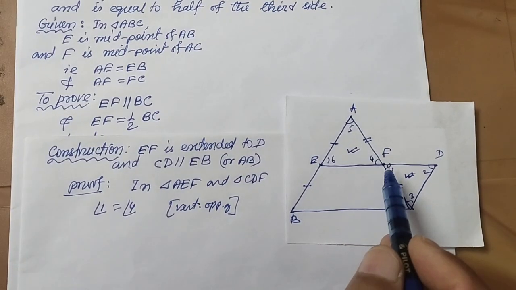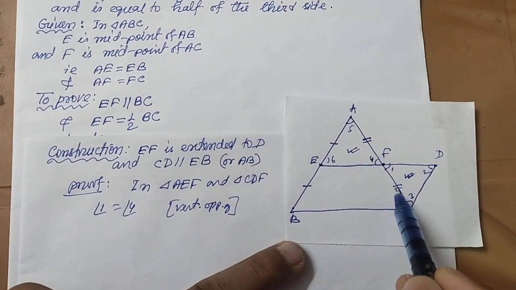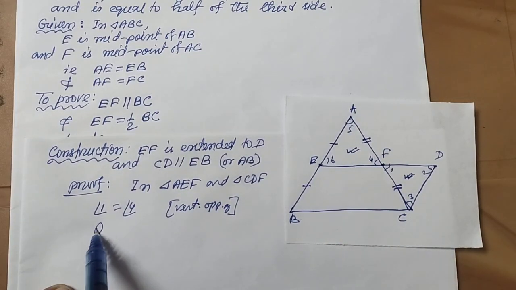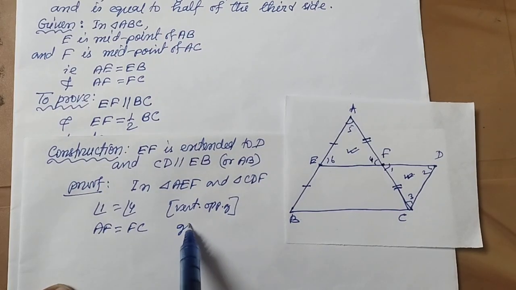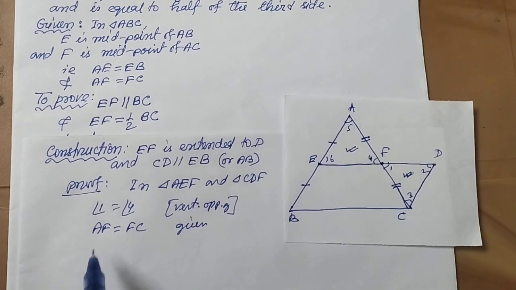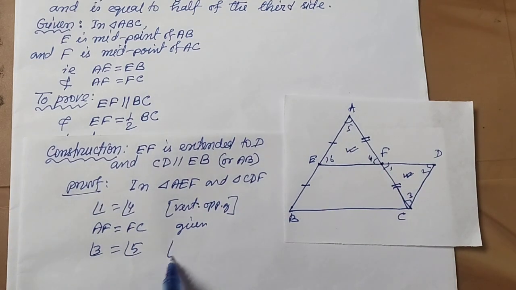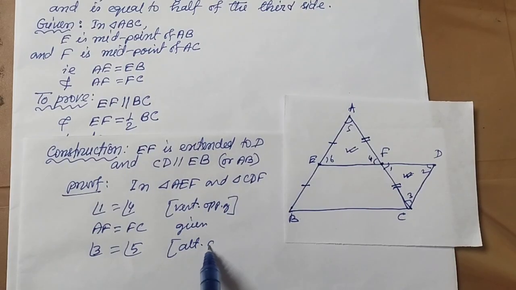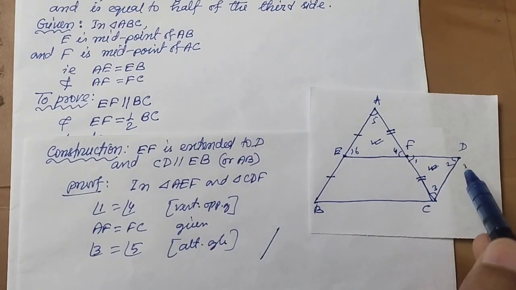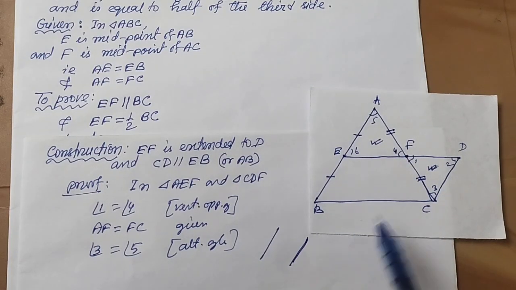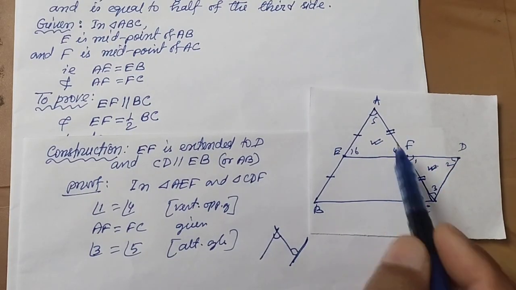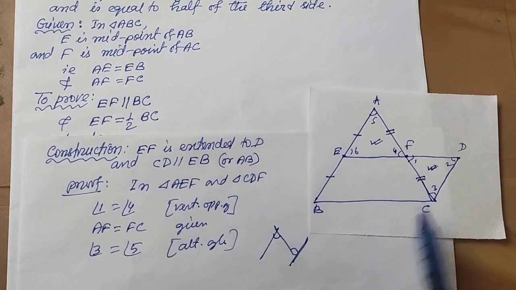Angle 1 equal to angle 4. And then this distance AF is equal to FC, it is given. F is the midpoint, so AF is equal to FC. And then see, angle 3 equal to angle 5. How? They are alternate angles. How alternate angles? You see, this is line AB, and this is DC. They are parallel by construction, and the transversal is this line AC. So these two angles, angle 5 and angle 3, are alternate angles, so they are equal.